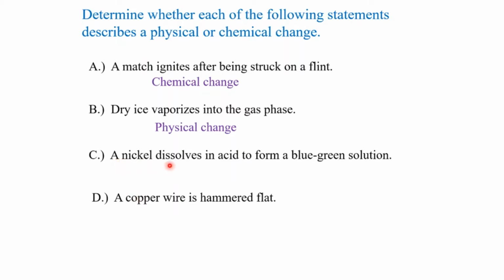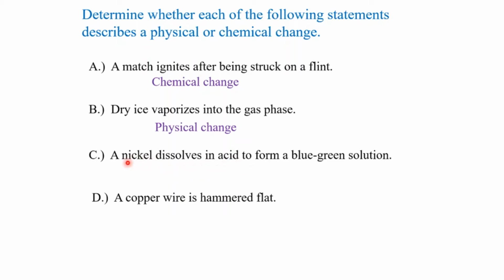A nickel dissolves in acid to form a blue-green solution. What's the state of nickel? That's solid. And what's the state of the solution? That's liquid. You see, that's just phase change. No, not really. Yes, the phase change, but actually there is a chemical reaction going on. So the acid oxidizes nickel.